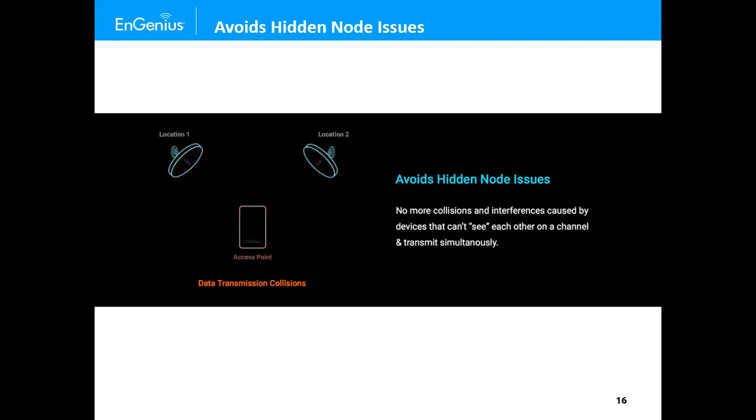So TDMA creates a time slice. Each station is allowed to send only in its time slice. This effectively eliminates the hidden node issue. It doesn't matter if you can hear the other nodes or not. You can only send in your designated time slot.